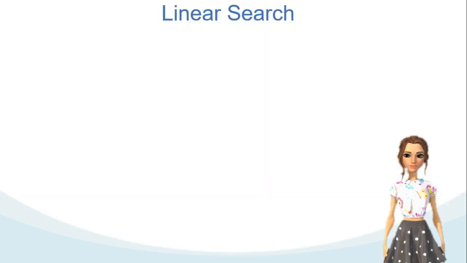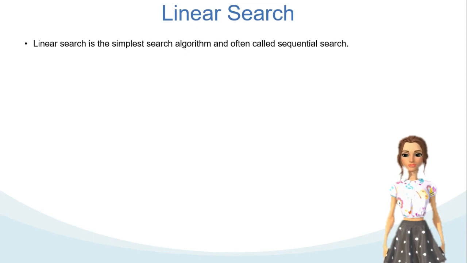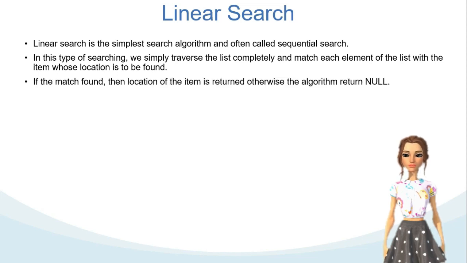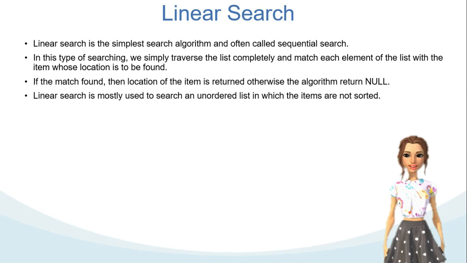Linear search is the simple search algorithm and often called sequential search. In this type of searching, we simply traverse the list completely and match each element of the list with the item whose location is to be found. If the match is found, then the location of the item is returned. Otherwise, the algorithm returns null. Linear search is mostly used to search an unordered list in which the items are not sorted.